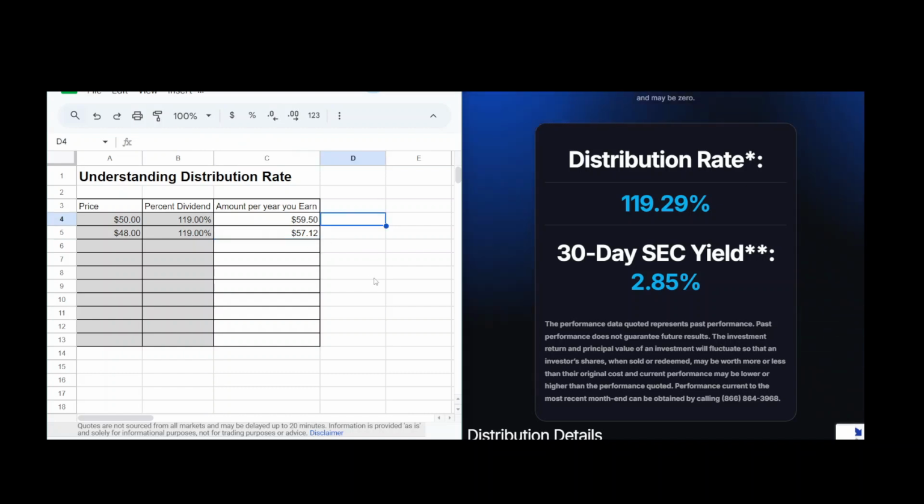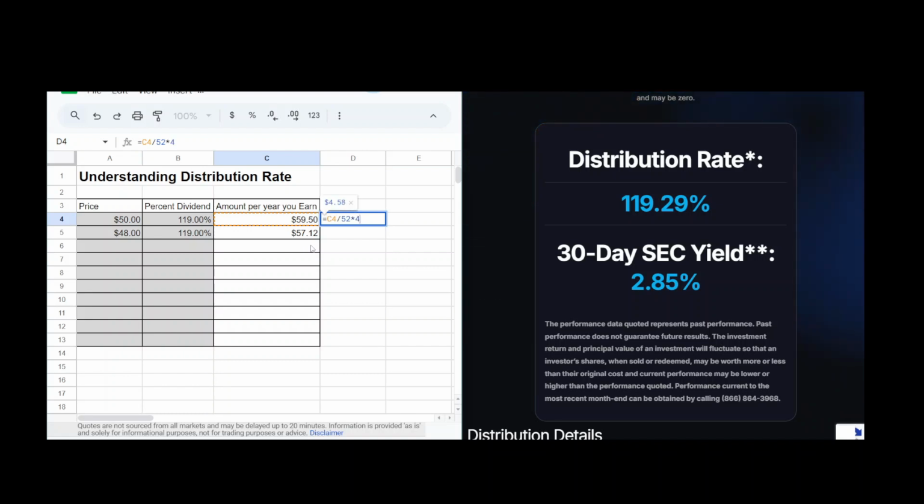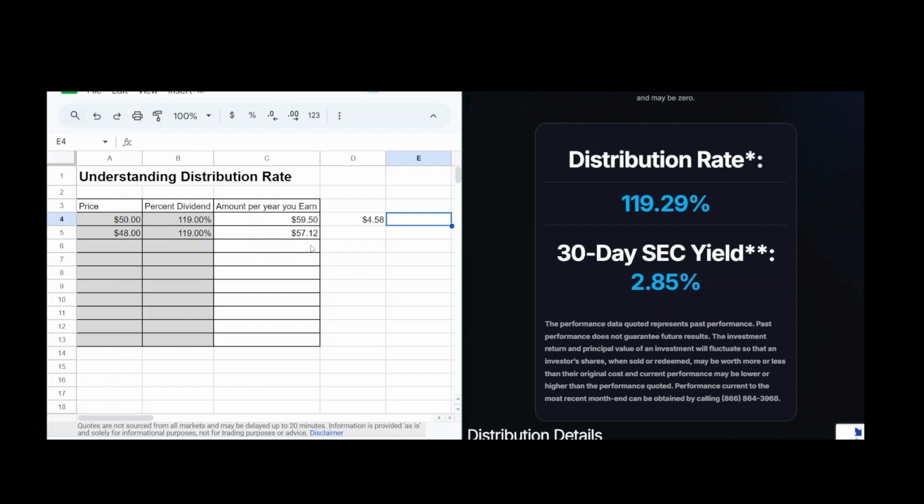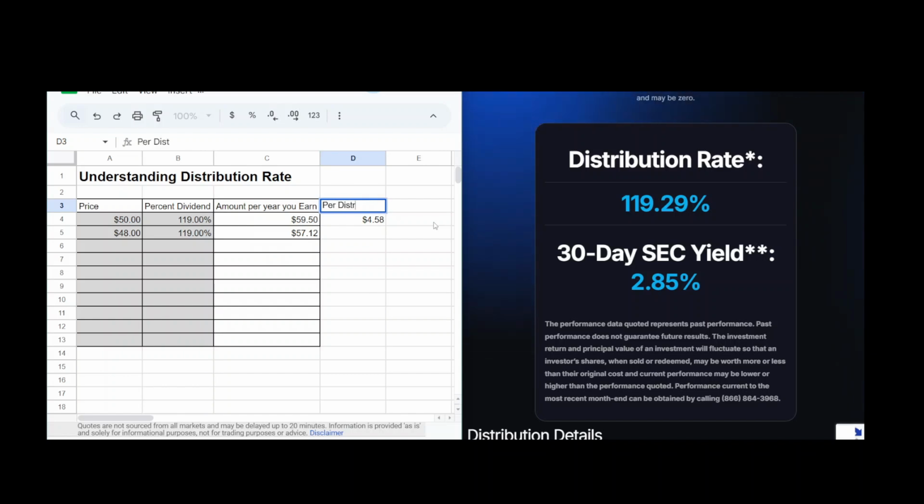So if we want to find out what that would be per payout, that would be every 4 weeks, right? So we could say that if this amount is per year, then we would take that and divide that by 52. That would give me per week, and then we can take it times 4. So therefore, we're showing every 4 weeks the amount that we would actually earn. So you're looking at earning $4.58 per distribution payout. So this one here would be per distribution.